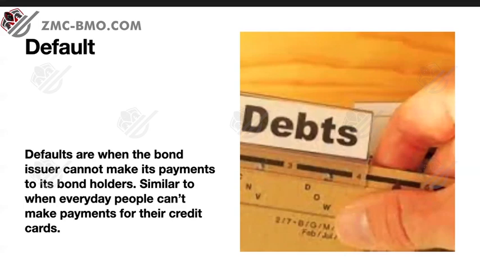Defaults are when the bond issuer cannot make its payments to its bondholders, similar to when everyday people can't make payments for their credit cards. Exactly how I said at the start, they're not able to pay back the money that they owe, and they have to default on that. So that's just something to note. As I said, the higher the yield on the bond, the more likely it is to default. The creditworthiness then comes into play. Is it AAA? Is it triple B, triple C? Is it junk? We understand that Greek bonds are junk, meaning although it can make you a lot of money, it's a lot more likely to default.